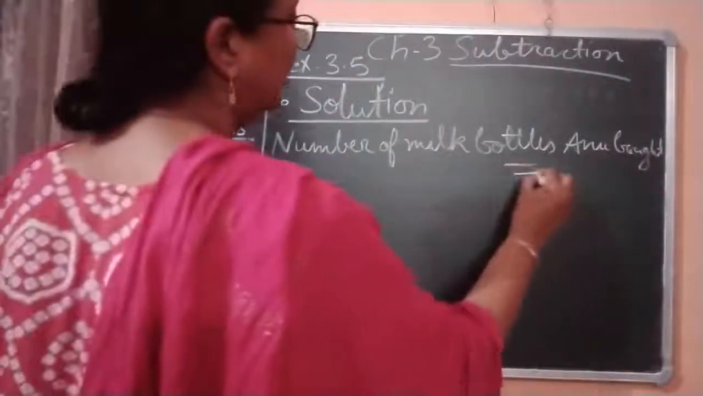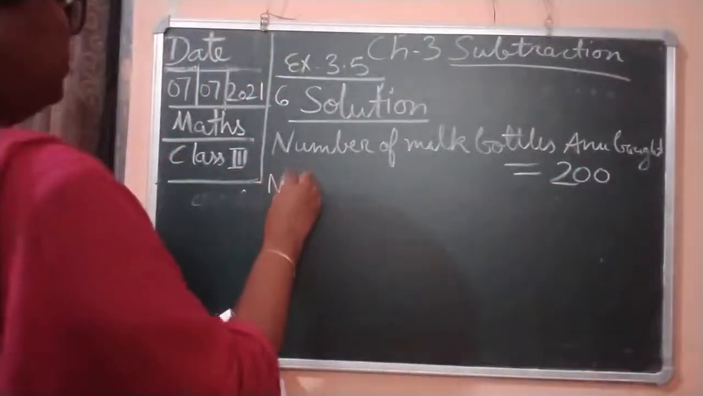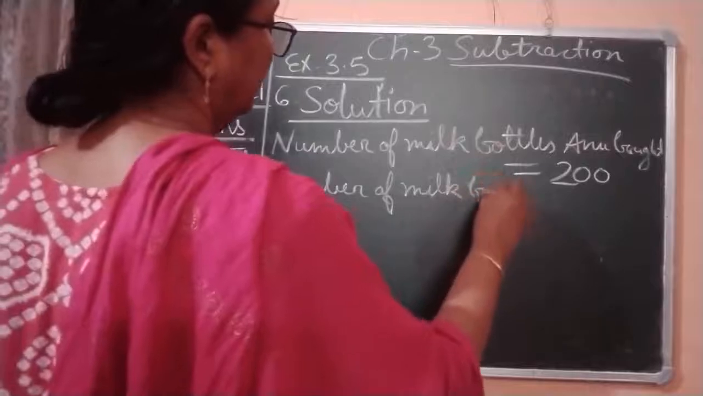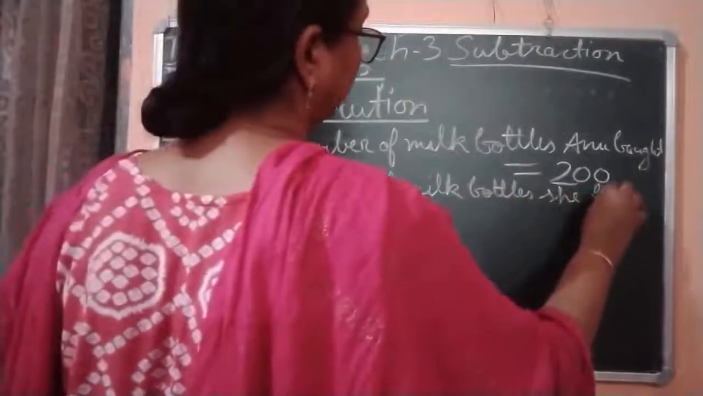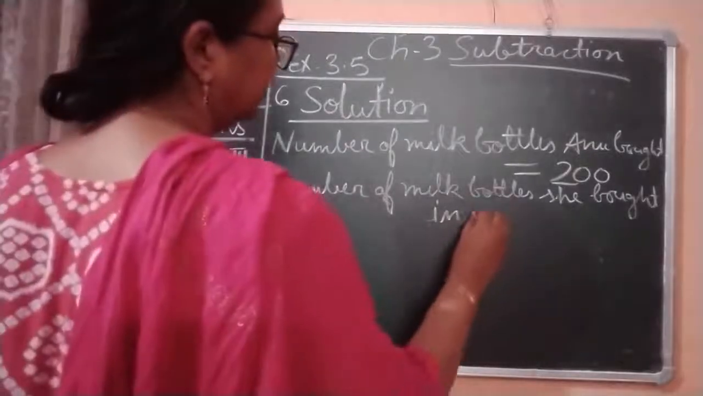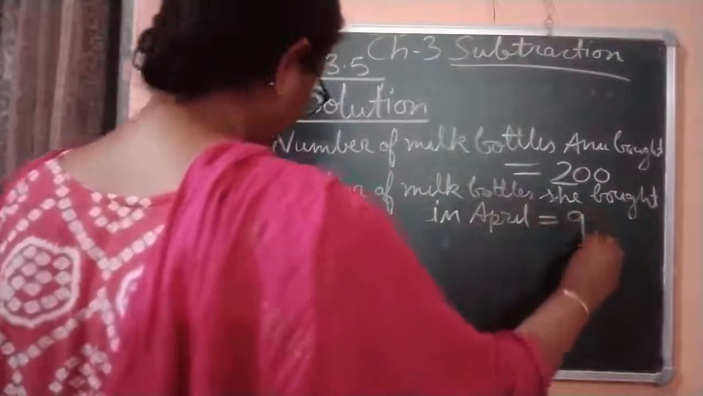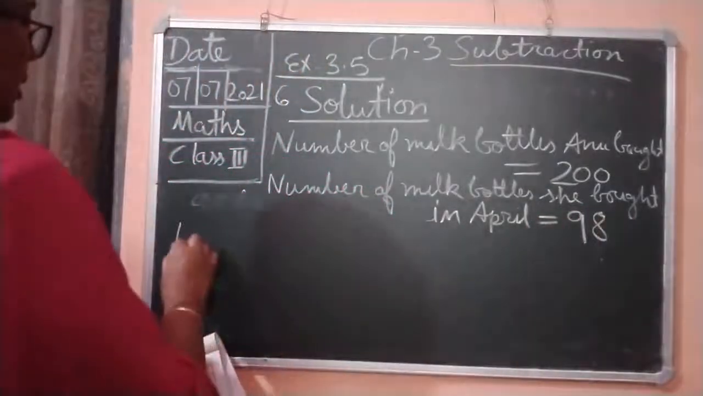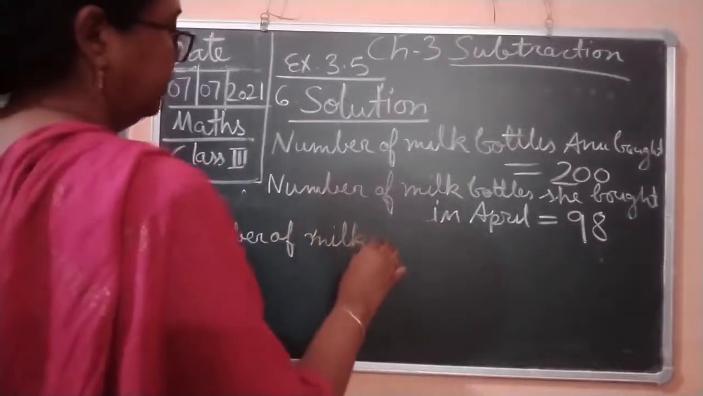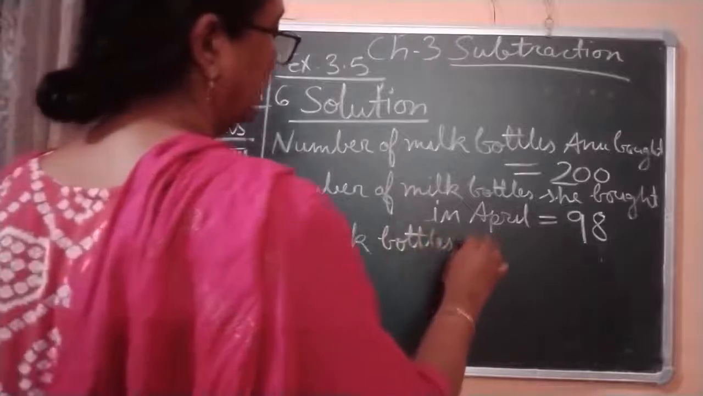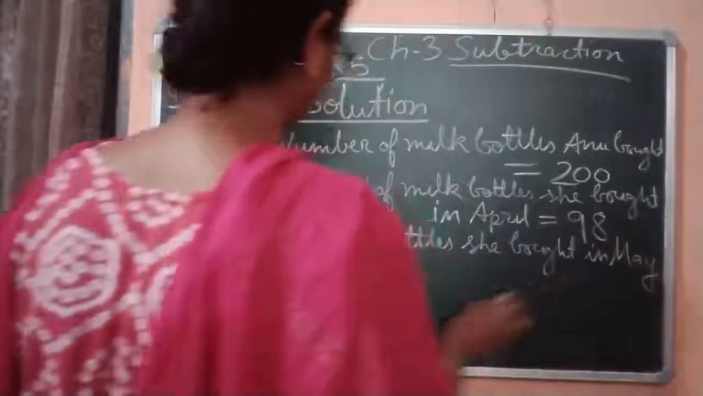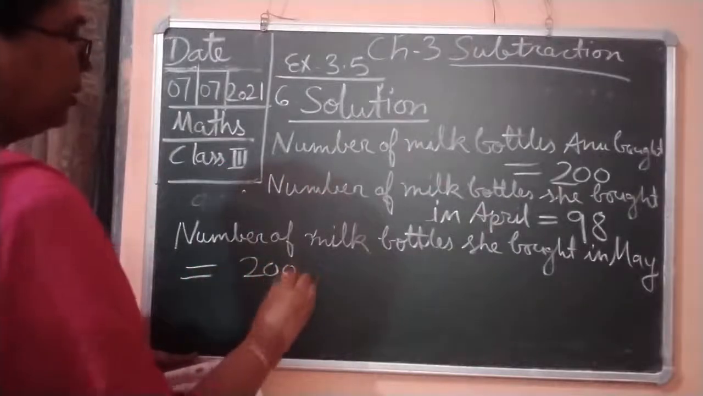Total number of bottles, how many? 200. Now, number of milk bottles she bought in April, in the month of April, that is 98. Now next line, number of milk bottles she bought in May. So here equal to 200 minus 98.